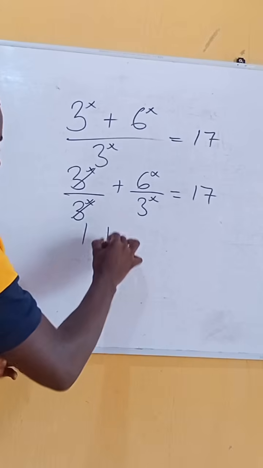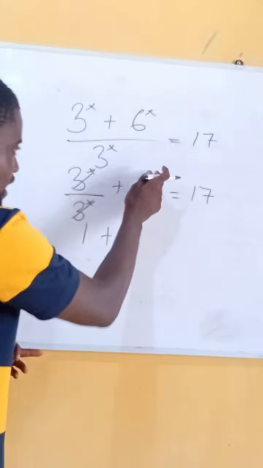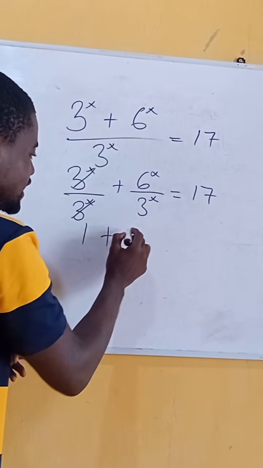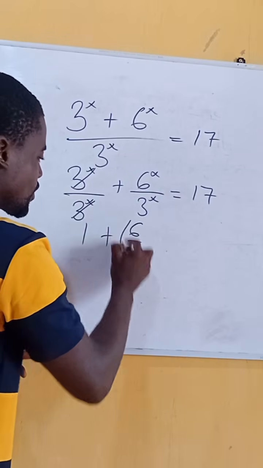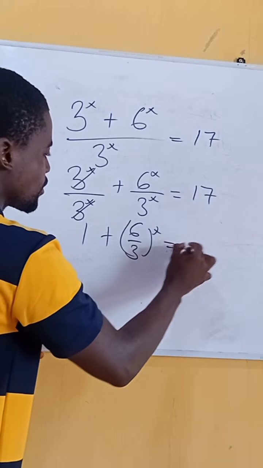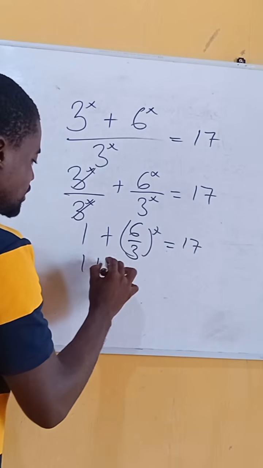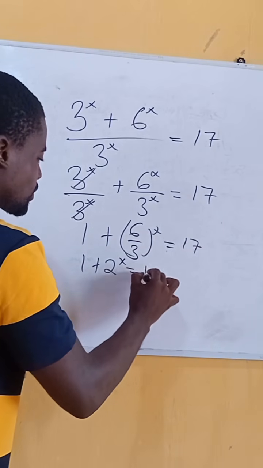So 1 plus, for easiness, you can write 6 exponent x over 3 exponent x as 6 over 3, all to the exponent x, is equal to 17. 6 over 3 is 2. So 1 plus 2 exponent x is equal to 17.